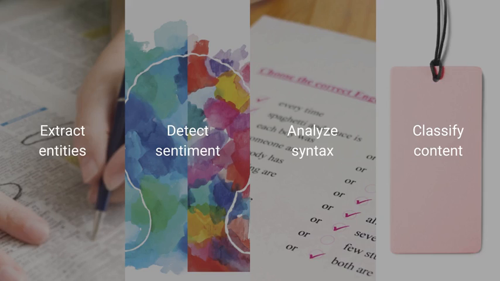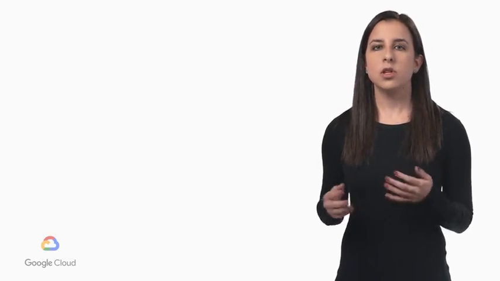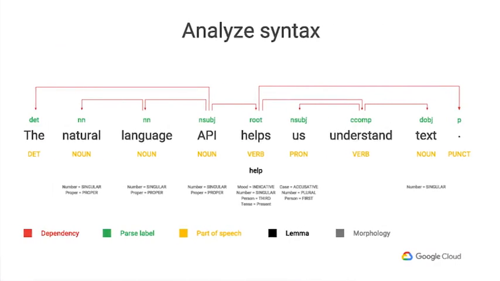With analyzing syntax, you can get into the linguistic details of your text to extract things like parts of speech. And finally, the API lets you classify content into different categories. Let's take a look at the syntax analysis method in more detail. To do this, we'll use the example sentence, "The Natural Language API helps us understand text."